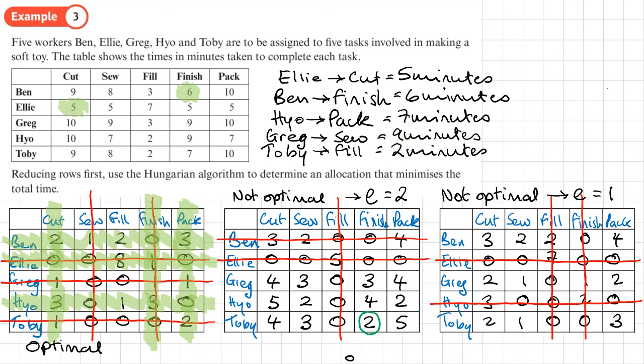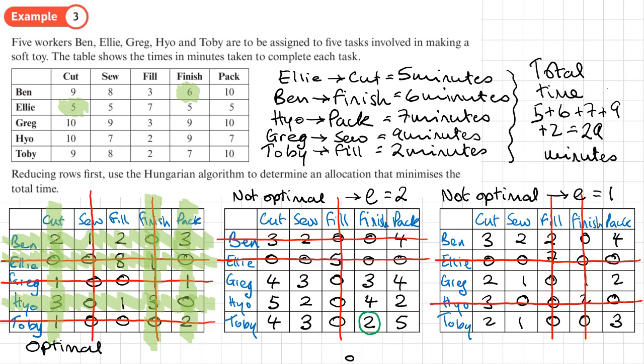Okay, so let's work out the total time by adding these together. 5 plus 6 plus 7 plus 9 plus 2. And that gives 29 minutes for our final cost. So I'm just going to highlight the final total cost and the allocation, who we've got allocated to these different tasks. And as I said, Greg and Toby could swap tasks at no additional cost.